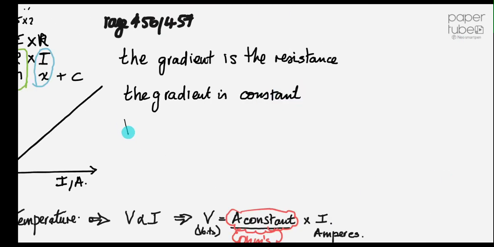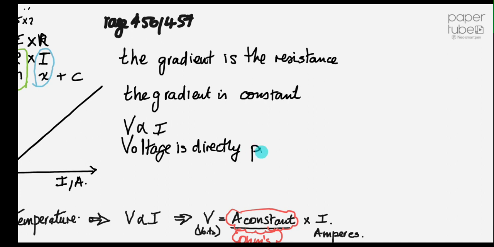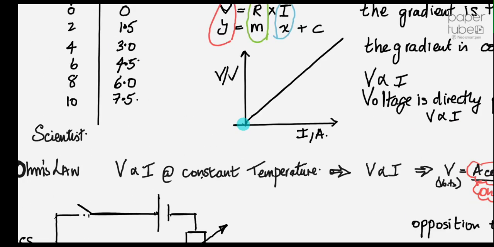So V is proportional to I. Voltage is directly proportional to current, right? V is proportional to I. It goes through the origin. Follow me over here again. See why it goes through the origin. So that proves Ohm's law.